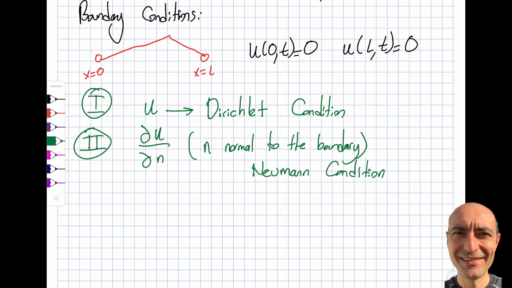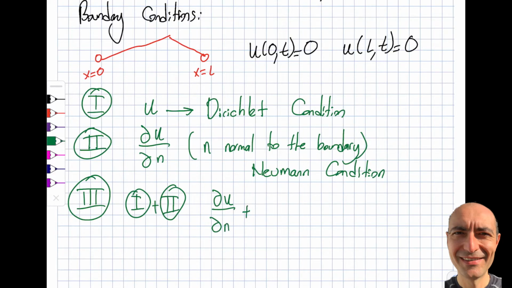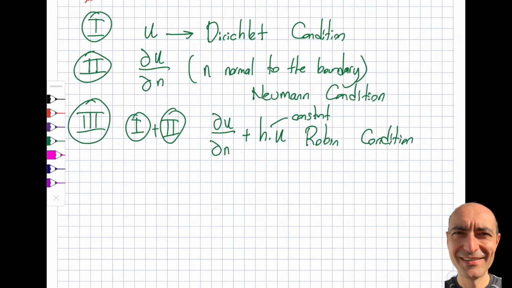Okay, and the third one is kind of like a combination of 1 plus 2. Okay, so there's nothing new that we're introducing in here, so I can have del u del n plus some kind of a constant times u, and this is a constant. And this is called the Robin condition. Okay, so why don't I apply this to a heat equation? Okay, let's be specific. Let's start with the first one.